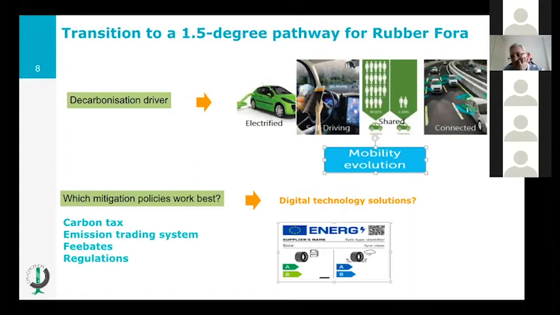Then the next one is the emission trading system. In an emission trading system, the firm must hold an allowance for each ton of their emission, and the government can set a cap on total allowances or emission, or the market trading of the allowances stabilizes the emission price. The fee base is also bringing some scale of fees on products and activities with an above average emission rate. There are already different regulations in place.